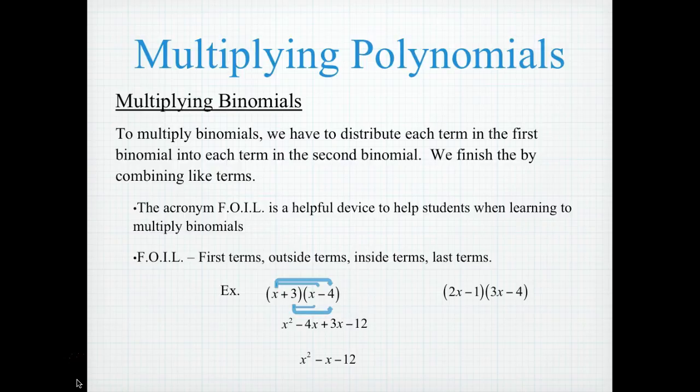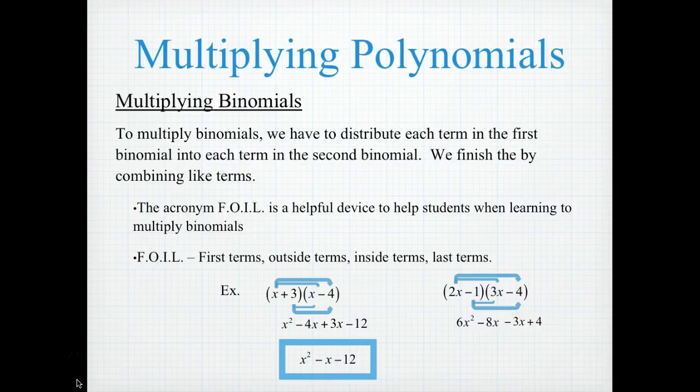Now in the second example, we have 2x minus 1, and it's being multiplied by 3x minus 4. So the first terms get multiplied, 2x times 3x, and then the outside terms get multiplied, 2x times negative 4. So after distributing the 2x into the second binomial, we get 6x to the second minus 8x. Moving to the second term, we get negative 1 being multiplied by 3x, and negative 1 being multiplied by negative 4. That gives us negative 3x plus 4.